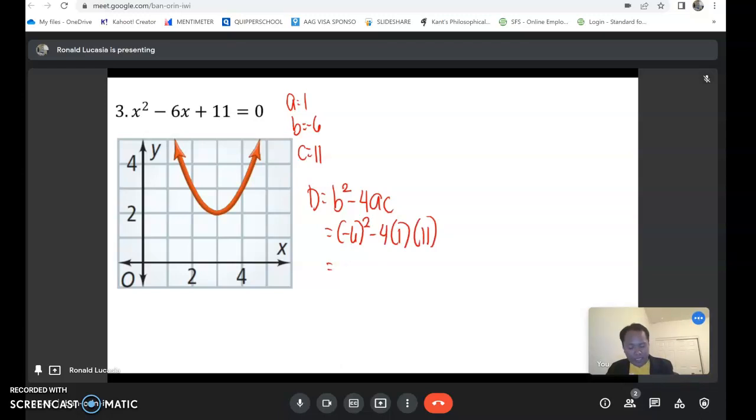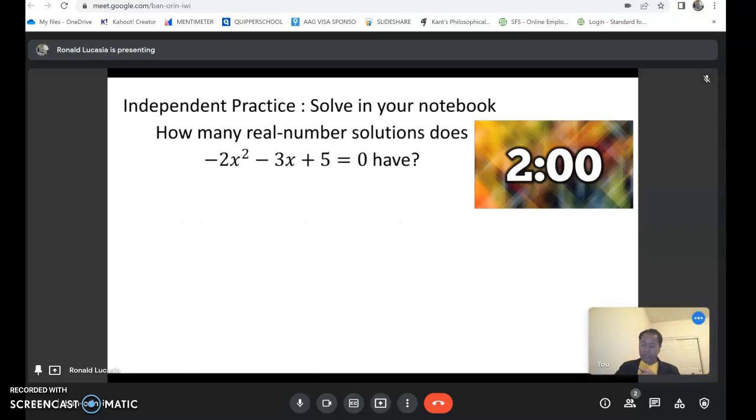Solving for this, negative 6 squared is 36. Negative 4 times 1 times 11 is negative 44. 36 minus 44 will give you negative 8. What does that mean? No real solution. That's precisely the reason why the graph will not intersect the x-axis.